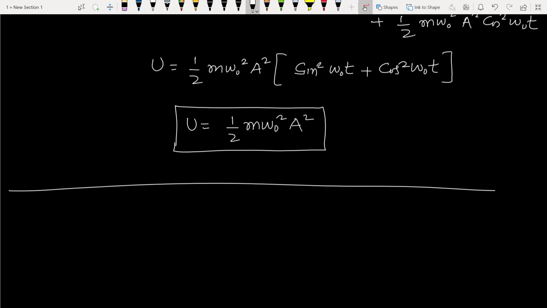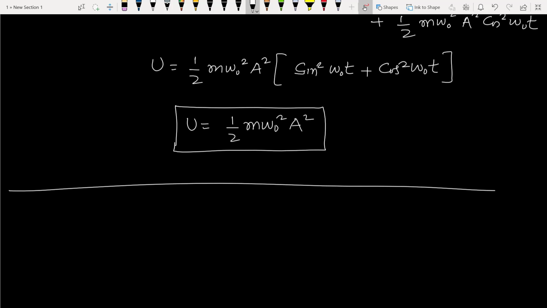So dear students, this completes the first part for the mechanical oscillator. In this we calculated the restoring force, discussed spring constant, then differential equation for the mechanical oscillator, expression for time period, then kinetic energy, potential energy, total energy. So this completes the first part.